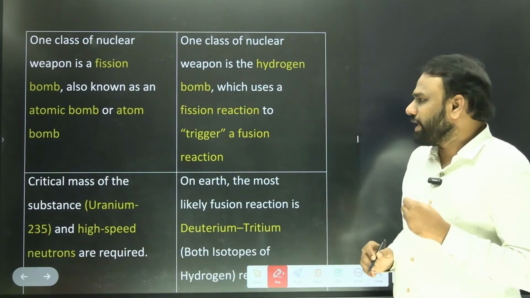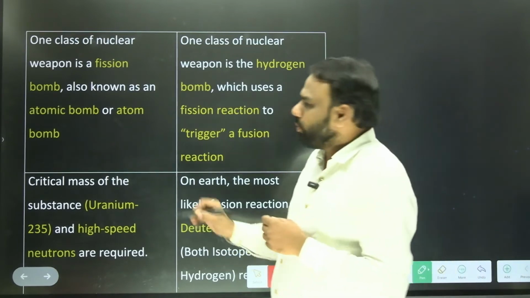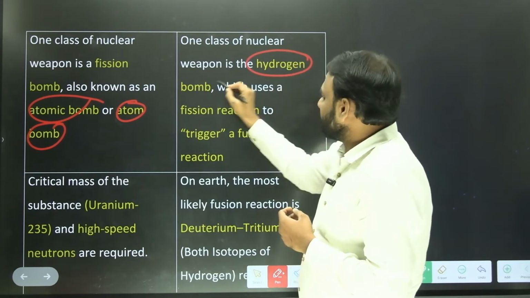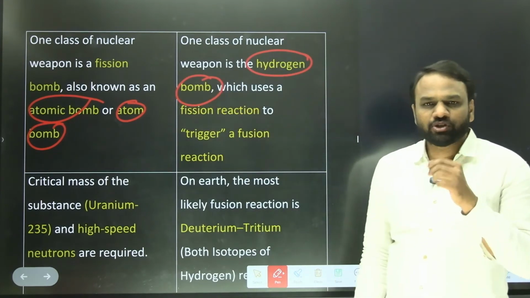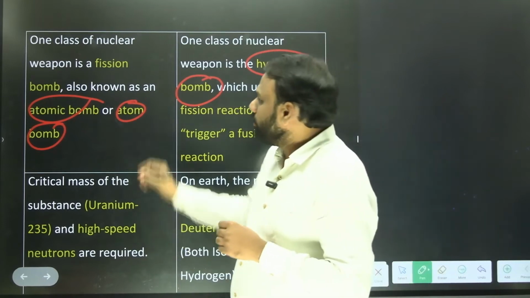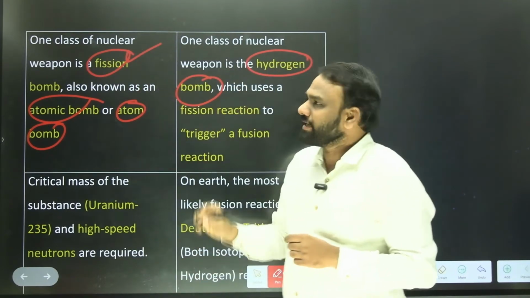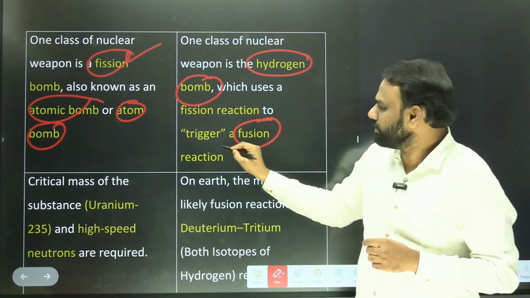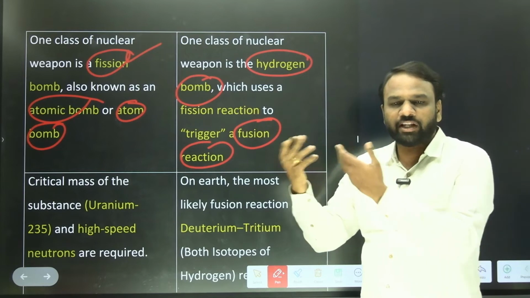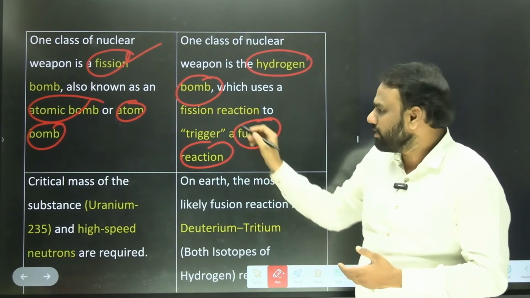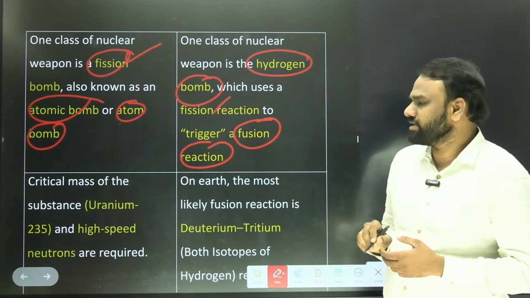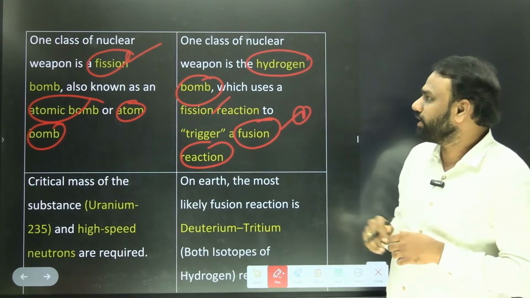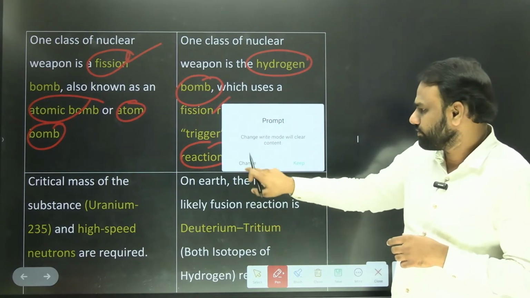Now, most of the time we have read in the newspaper about 2 different types of bombs. One is the atomic bomb or atom bomb, and the other one is the hydrogen bomb. So what is the basic difference between them? The atom bomb works on what? Fission reaction. The hydrogen bomb works on what? Fusion reaction. But in order to initiate this fusion reaction, in the initial stages, a fission reaction is required. Fission reaction is required, but majorly it works on fusion reaction. A very important point to note here.